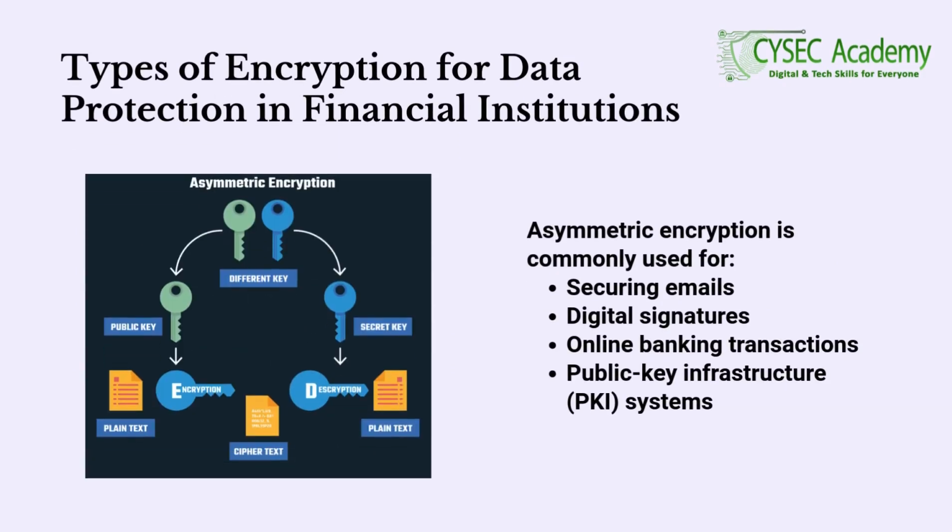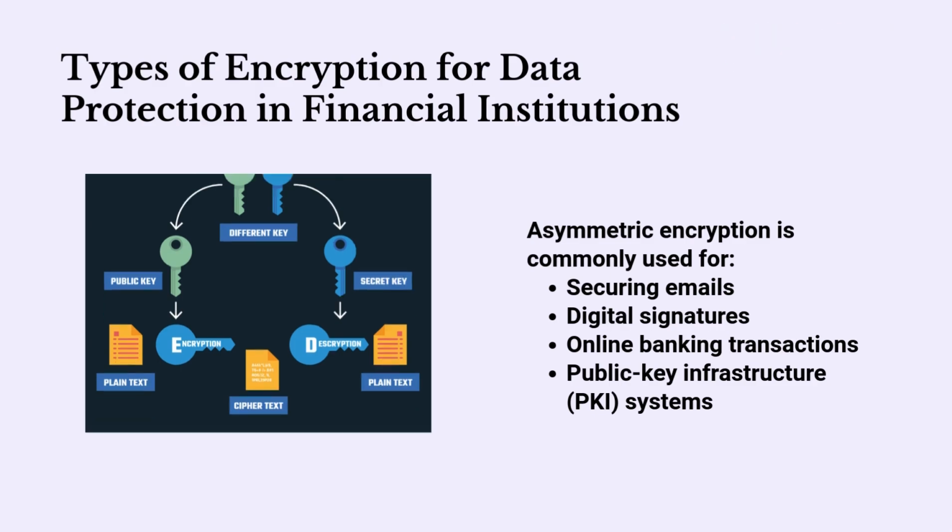2. Asymmetric encryption. Asymmetric encryption works differently. It uses a pair of keys, a public key and a private key. The public key is used to encrypt the data, while the private key is used to decrypt it. Only the owner of the private key can unlock the data encrypted with the corresponding public key. Asymmetric encryption uses two keys for secure communication, but is slower and less suited for large data encryption.